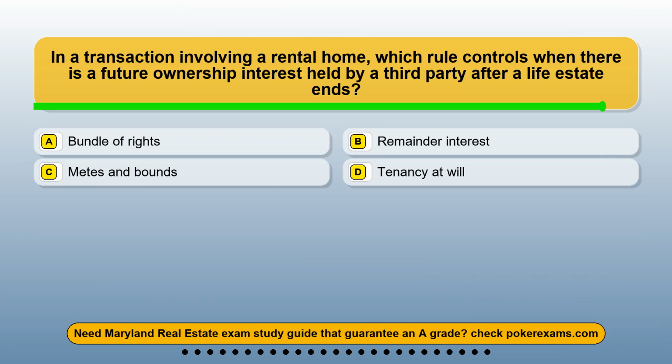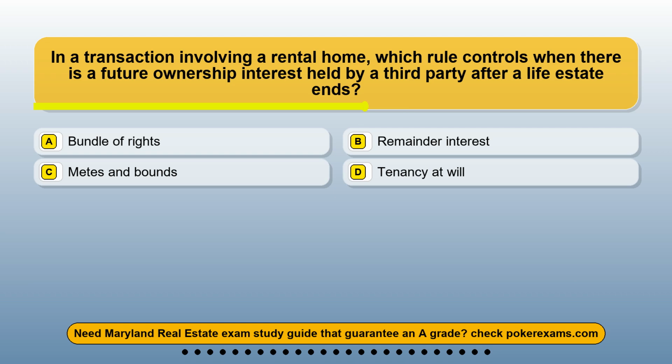Question 14. In a transaction involving a rental home, which rule controls when there is a future ownership interest held by a third party after a life estate ends? Option A, bundle of rights. Option B, remainder interest. Option C, metes and bounds. Option D, tenancy at will.